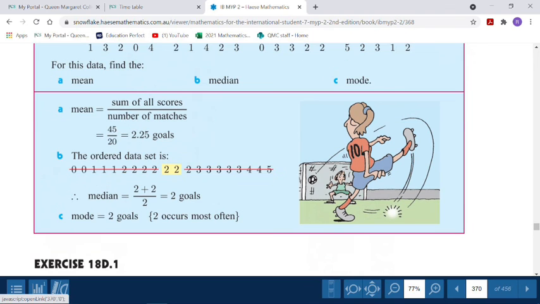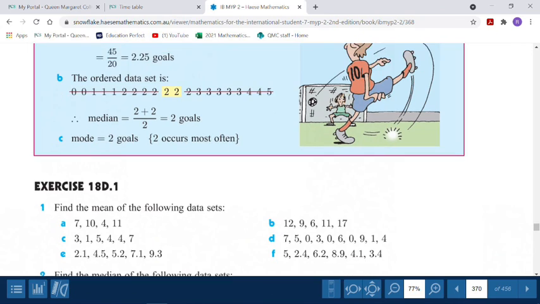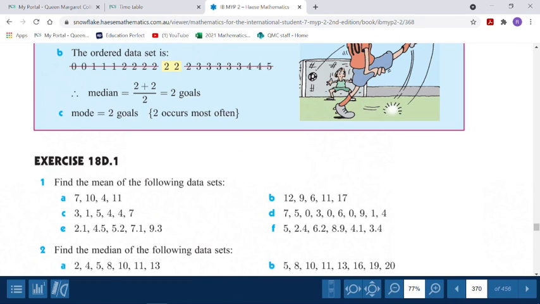All right. So here we go. First, we're just going to find the mean of a couple of sets. So you're going to practice along with me, and then I'm going to call on somebody. So everybody plays.